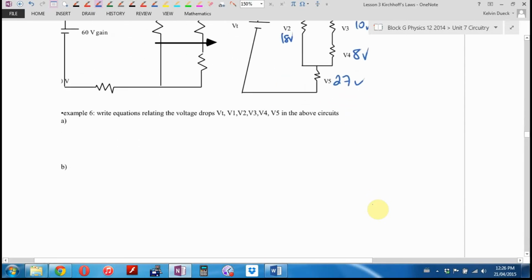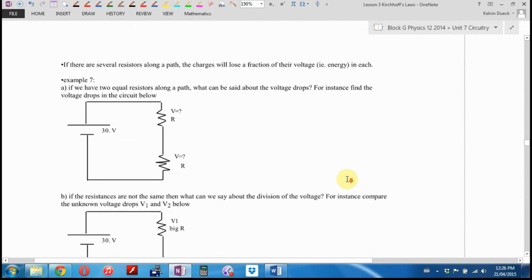Example 6 says, write equations relating the voltage drops. Not gonna. We're going to jump into a bit more. Okay, if there are several resistors along a path, you'll lose a bit of voltage going through each hill.